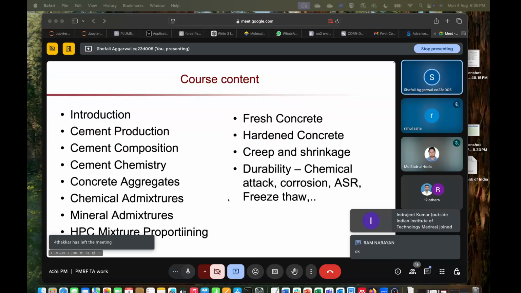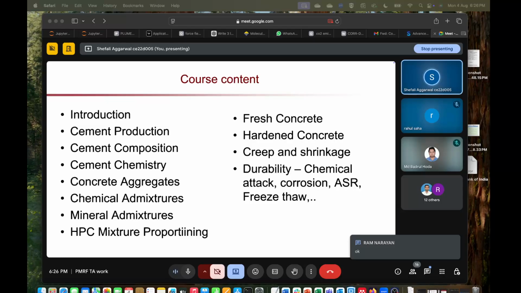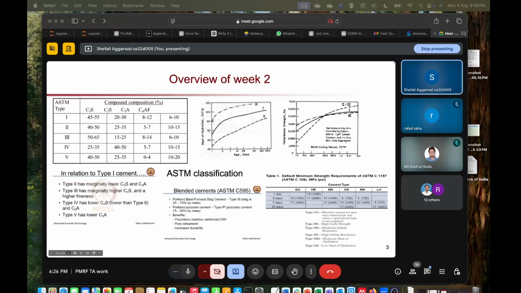In the first week you might have studied about introduction, cement production, and cement composition. And in this week we have studied about different codal provisions for cement and introduction to cement chemistry, right?